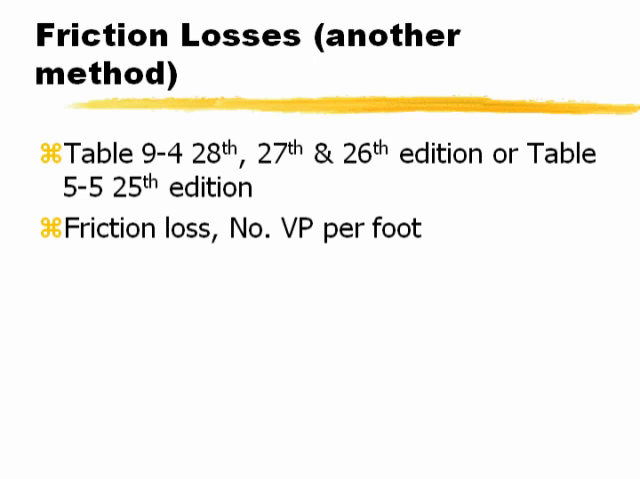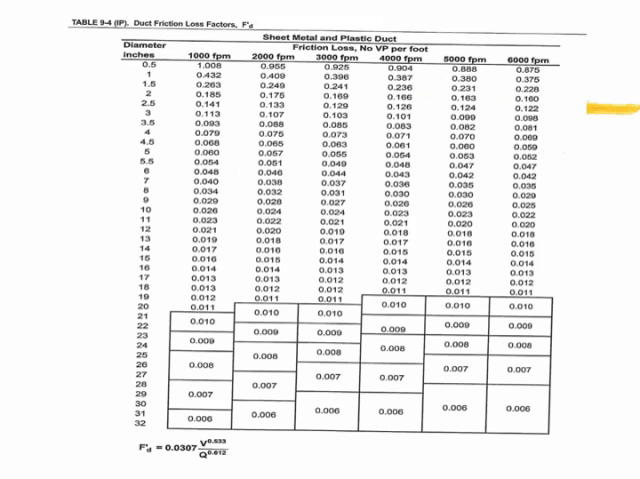whatever one works best for you. And that other method is a table that's provided in, if you have the latest editions, Table 9.4. If you have an early edition, you'll probably find that at Table 5.5. And here's what the table looks like. We have the friction loss multiplied by velocity pressure per foot. So we're using the same formula, but instead of calculating F based on Table 3.2, we can find F by using this table.